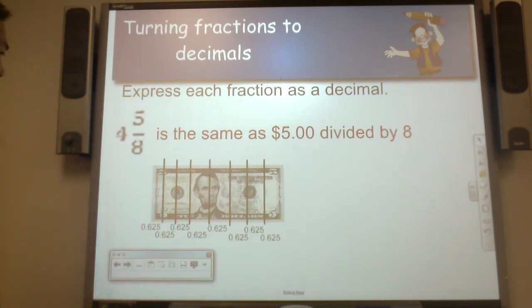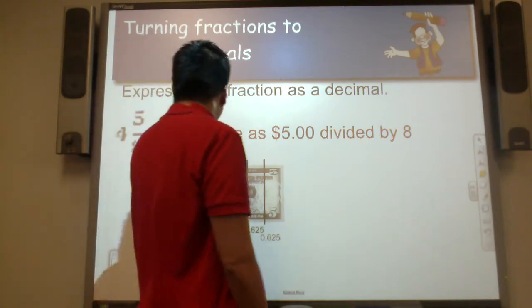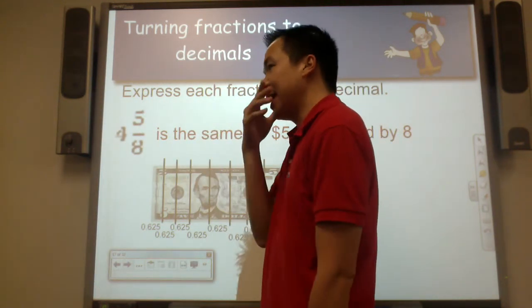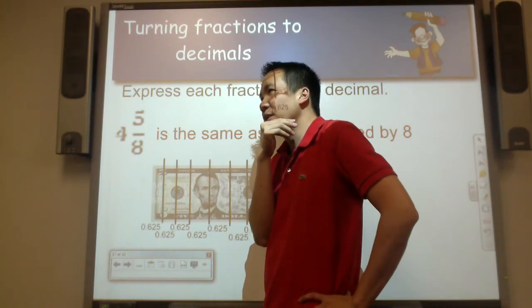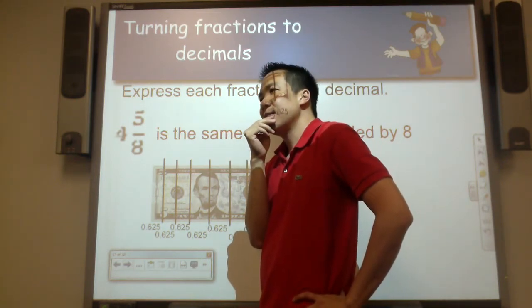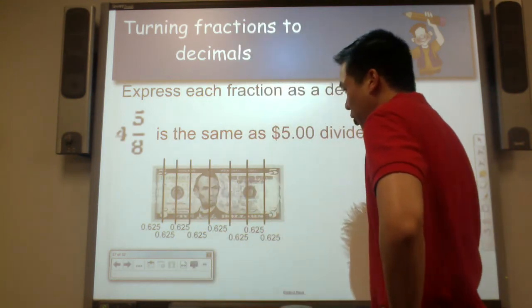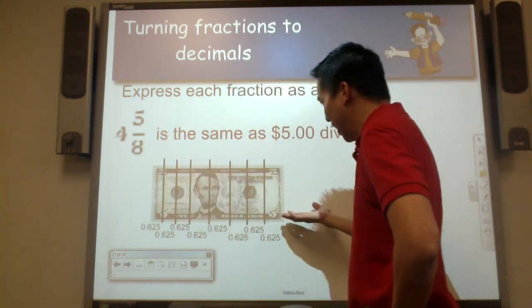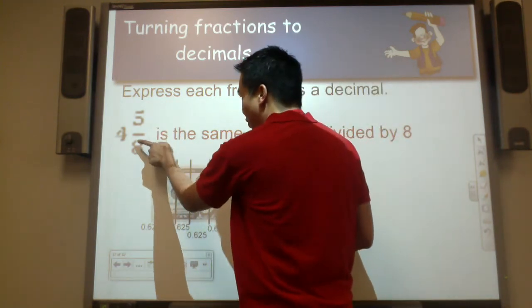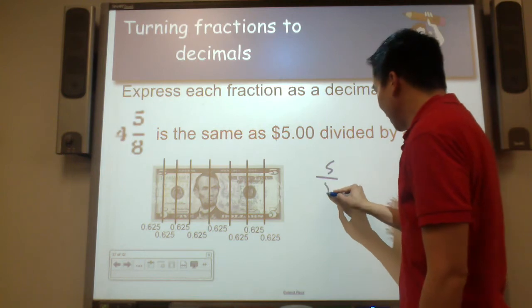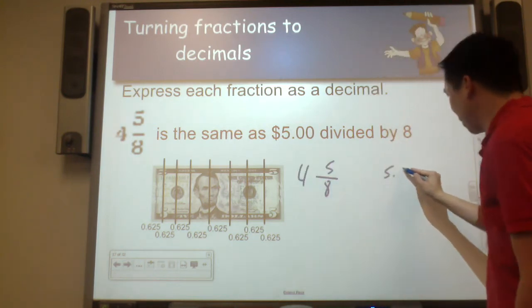And last but not least, let's look at our last example, 4 and 5/8. Can 8 go into the hundredths place? How many 8s go in 100? 8 times 12 is 96. 8 times 13 is 104. No, it does not go to the hundredths place. So we're going to have to divide. You have $5. You're going to divide it into 8 parts.